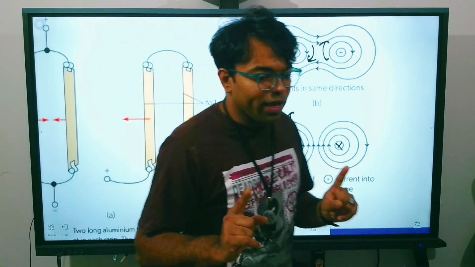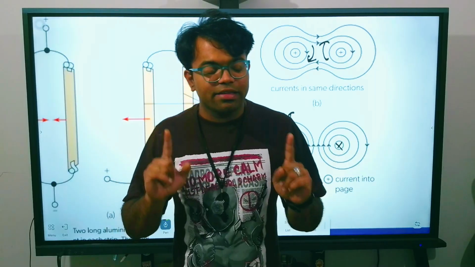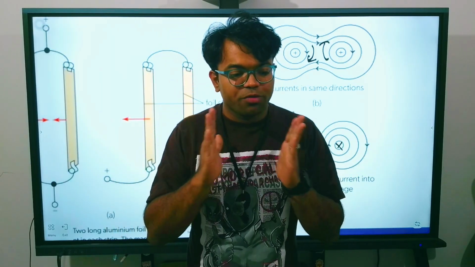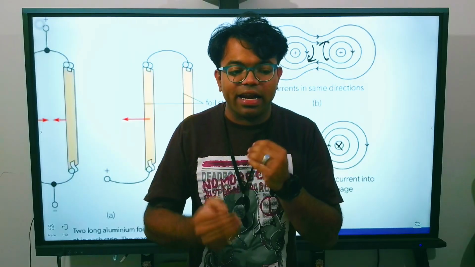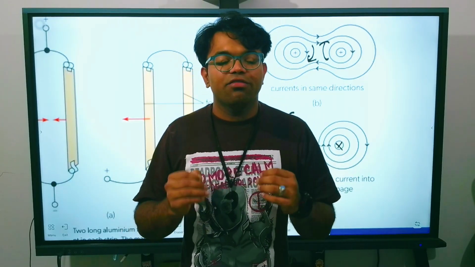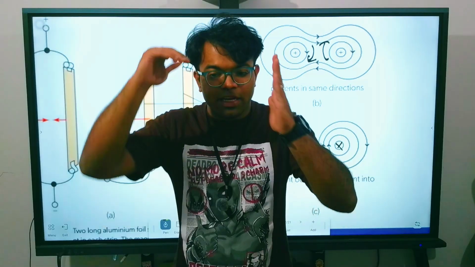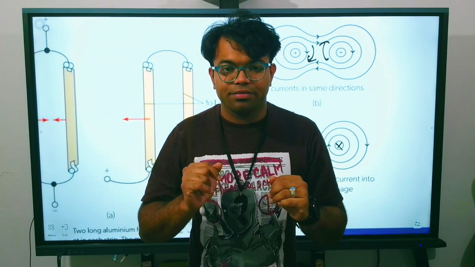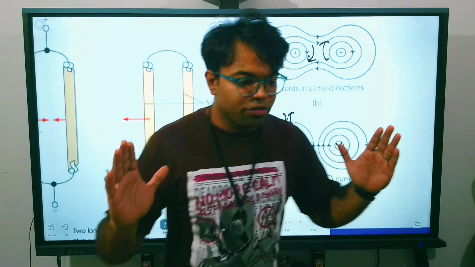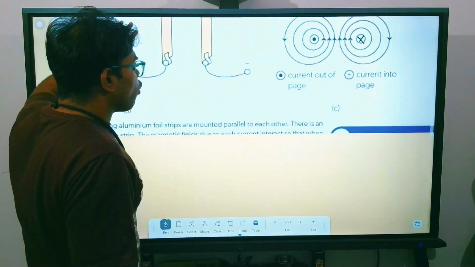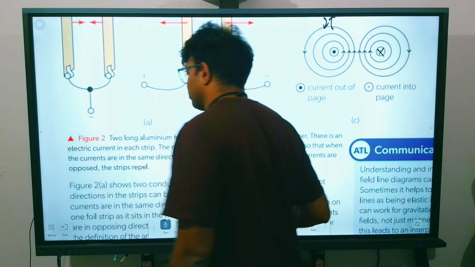So that is the reason why if you have current in the same direction, the two strips will come closer to each other. There will be an attractive force between them. And if these two currents are in opposite direction, what will happen? They will repel each other. Understood? It's all because of the magnetic field that they are producing.